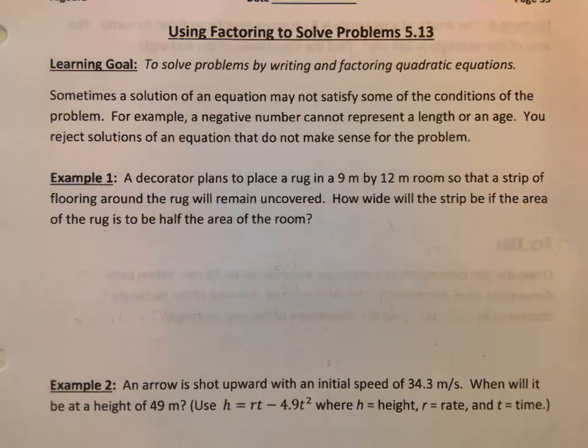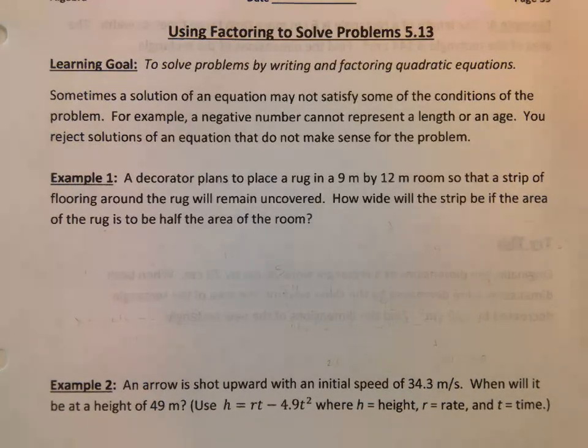Sometimes the solution of an equation may not satisfy some of the conditions of the problem. Okay, and we've come into stuff like that before when we had contradictory facts or things like that, but this is a little bit different. For example, a negative number cannot represent a length or an age. You reject solutions of an equation that do not make sense for the problem.